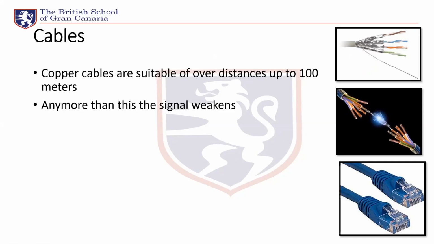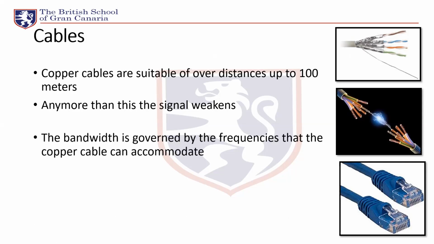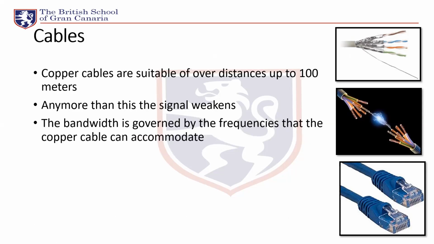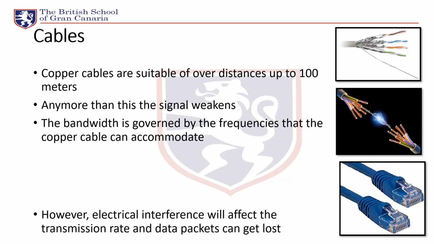Now, this is a very fast way of transmitting data, but of course there are disadvantages. Okay, so the bandwidth is governed by the frequency that the copper cable can accommodate. So the bandwidth may be quite fast, but it depends on the frequency of the copper cable really, because that's where the data is being transferred through.